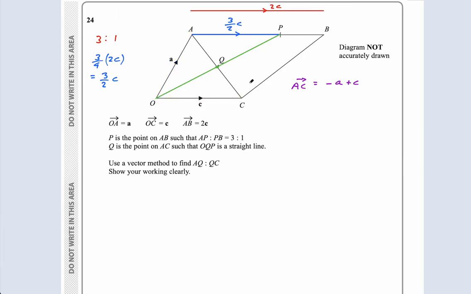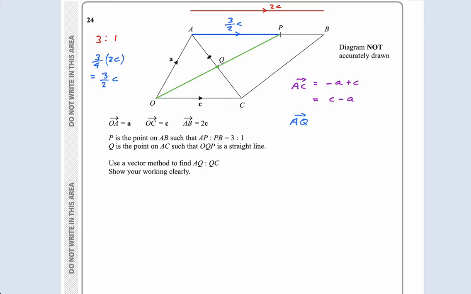And I can write this maybe more neatly as C minus A. Okay, that means AC is C minus A. Now, what I also want is AQ. But I don't know the ratio of AQ to QC, because that's actually what I'm trying to find. So I don't know how much of AC. It looks like it's halfway down, but I can't say that for sure. In fact, I definitely can't say that.